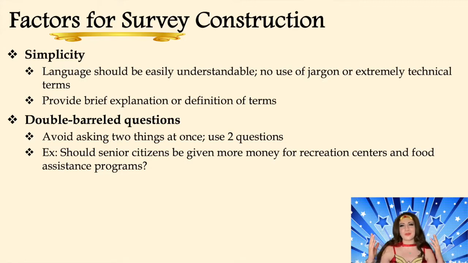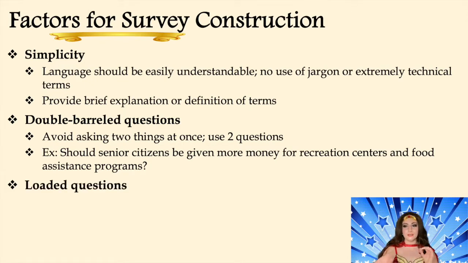Generally, food is more important than recreation, so then as the participant, you're conflicted and you don't know how to answer this because perhaps you agree with one of the programs, but you don't agree with the other. So instead of putting these two in one double-barreled question, you need to separate them into two different questions because the two items are not related.